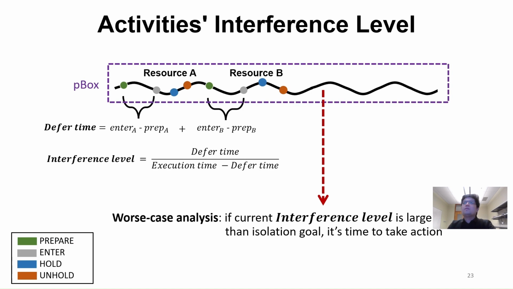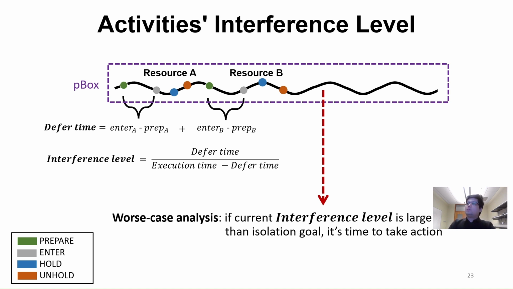To bridge this gap, we introduce a new metric known as interference level. We begin by aggregating all the defer times associated with each resource to calculate the total defer time for a task. Subsequently, we compute the interference level by dividing the interference time by the ideal execution time, assuming no deferring time. When pBox executes its detection algorithms, it adopts a worst-case analysis approach. If the current interference level is larger than the defined isolation goal, pBox initiates necessary actions to address and mitigate the interference.